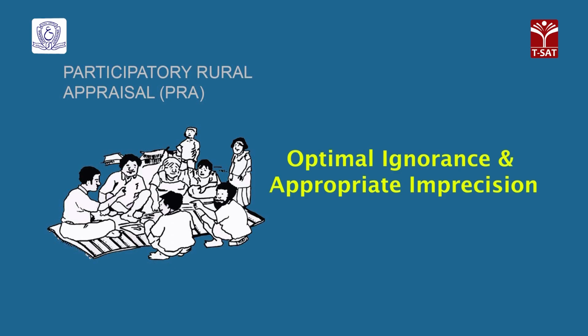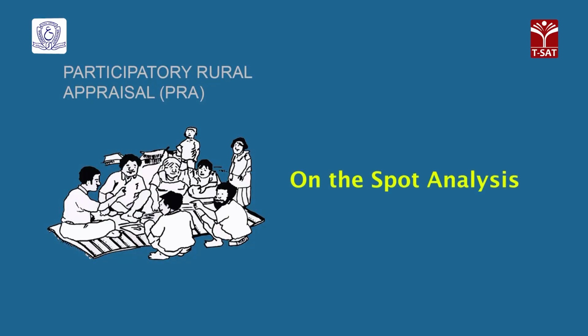Optimal ignorance and appropriate imprecision is significant in PRA. This is a major difference between quantitative research and qualitative research. The unnecessary details and over collection of data is avoided. On the spot analysis: the learning takes place in the field and the analysis of the information gathered is an integral part of the fieldwork itself.